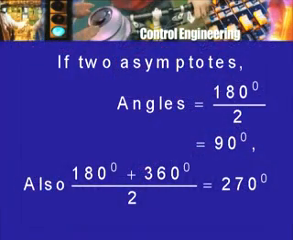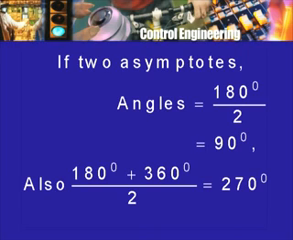Now that I have told you, we can use this rule anytime you want: 180 degrees plus or minus a multiple of 360 degrees divided by the number of asymptotes. That gives you the angles made by the asymptotes. If there is only one asymptote, there will be one angle. If there are two asymptotes, there will be two angles, and so on. Suppose there are two asymptotes. Then what is my rule now? I said 180 degrees divided by 2. What do I get? 90 degrees. So I get one angle.